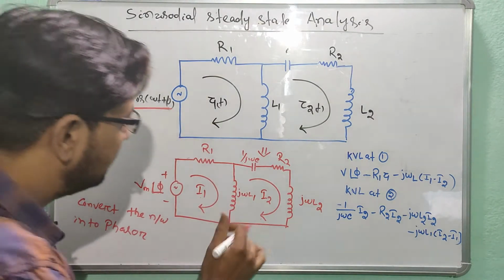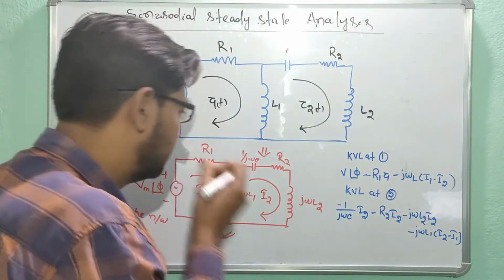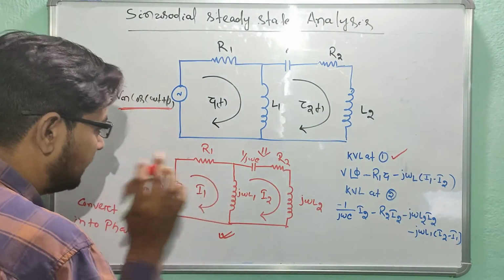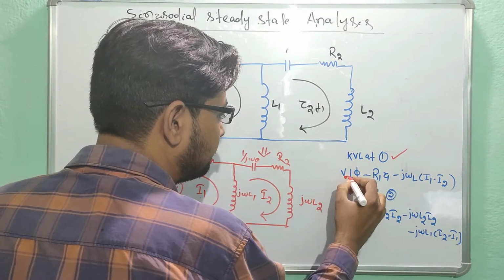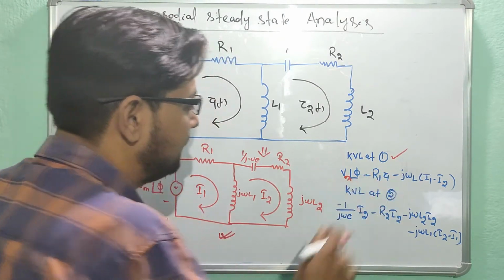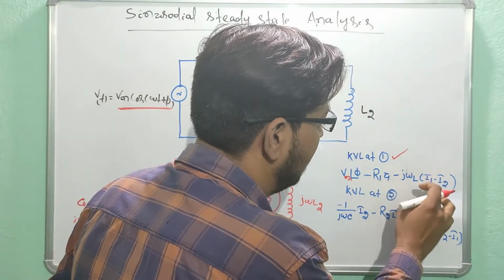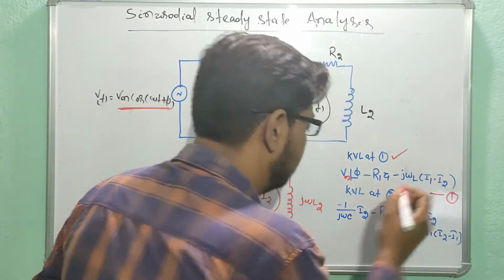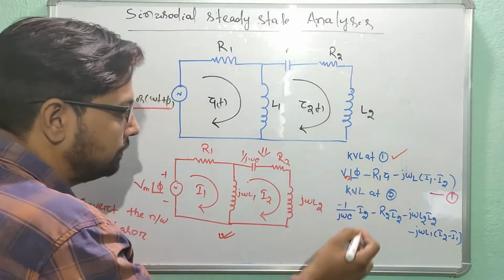Now for this network I have to apply KVL. So applying KVL at loop 1, this is my loop 1, and what is my equation? Vm at an angle phi minus R1 I1 minus j omega L1 into (I1 minus I2). This is my equation 1.